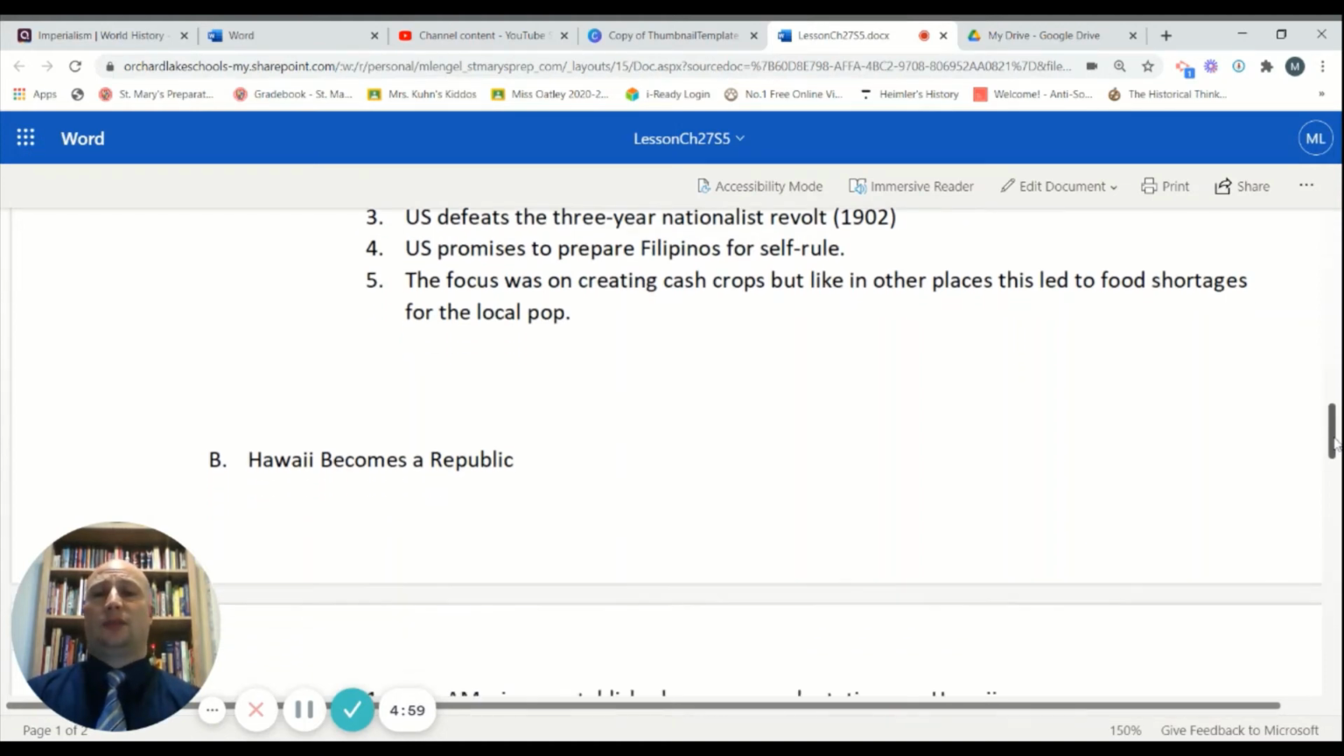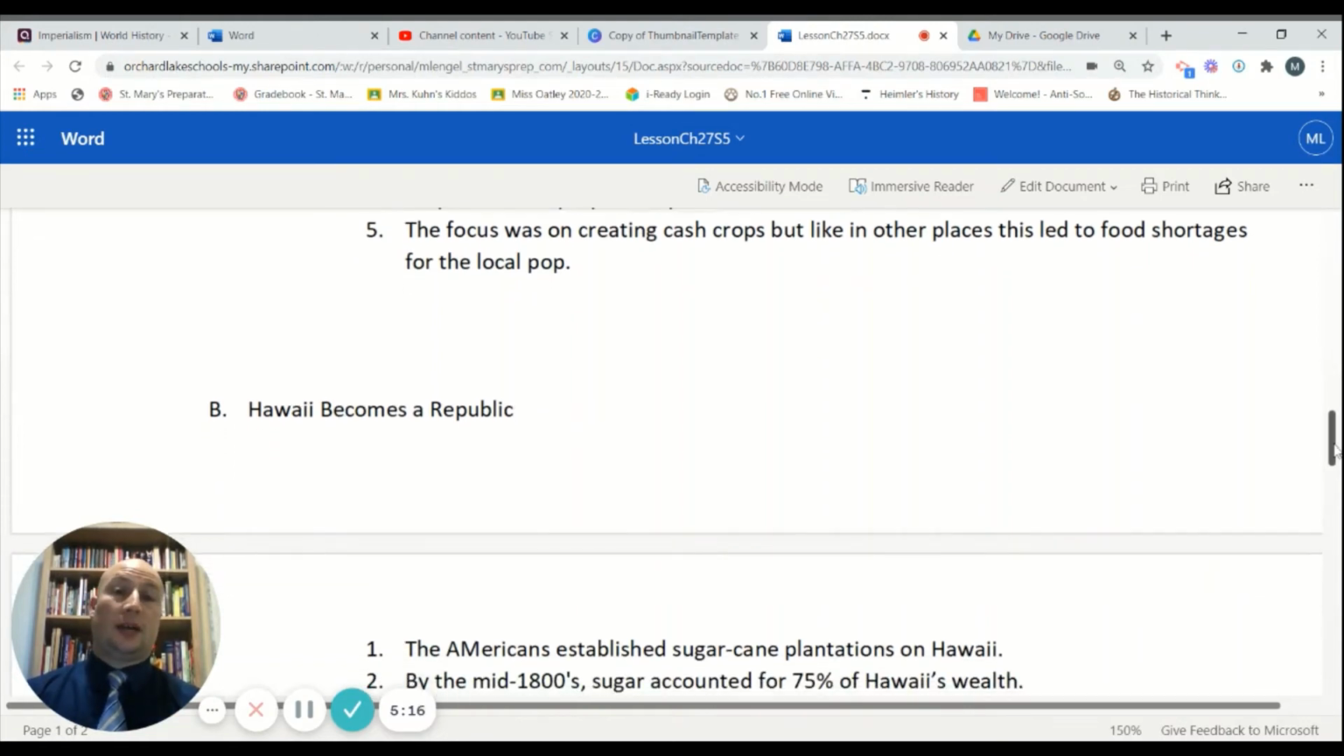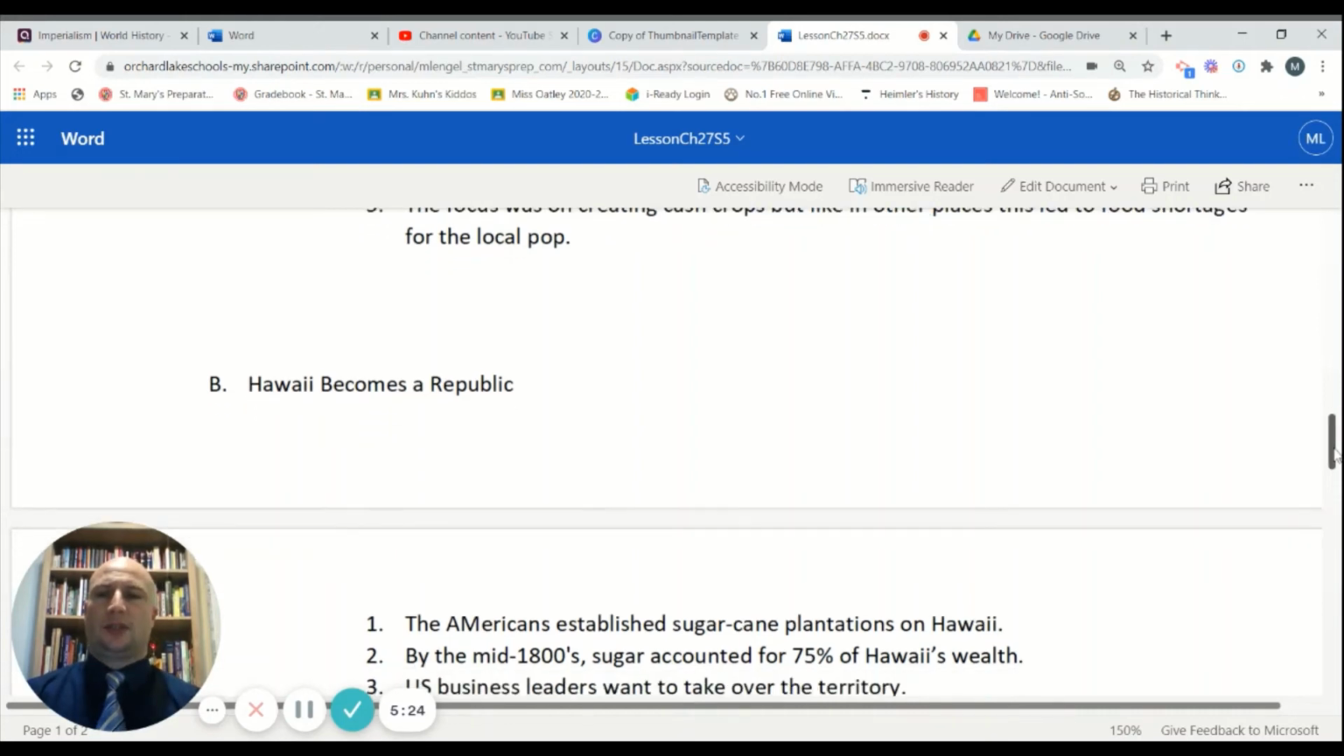The U.S. then promised to prepare Filipinos for what's called self-rule, where they would still be part of the United States empire, the colonial imperialistic ideology, but they would be able to make decisions domestically. The focus was on creating cash crops in the Philippines, but like we've seen in other places, this led to food shortages for the local population, so it wasn't the greatest situation.